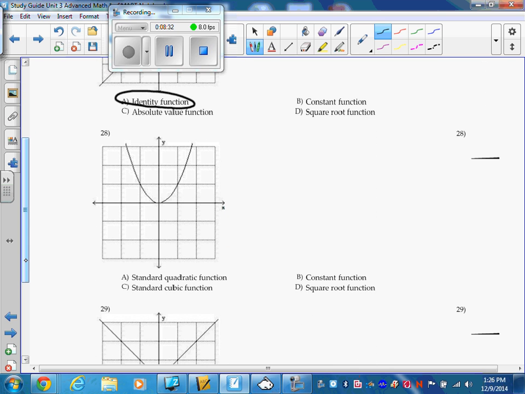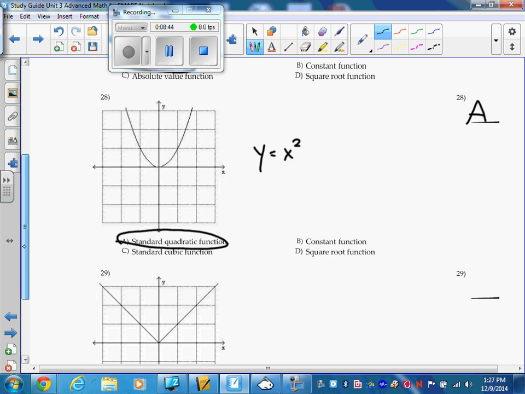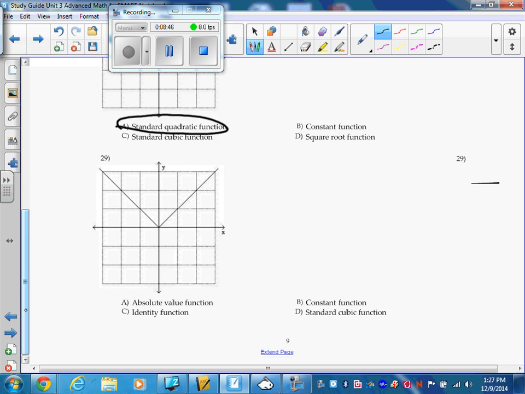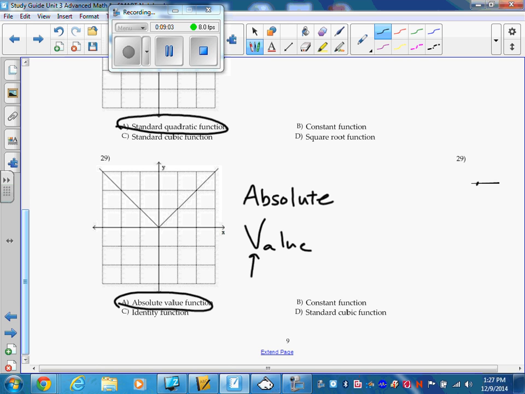Question 28. This is a quadratic function. It is something squared. Y equals x squared. It is the quadratic function. And we'll be using that one a little bit here in a moment as well. 29 is the absolute value function. And if you're having any trouble with that, I use this mnemonic device. Value has a V in it, and that makes a V. So that's how I help myself to remember that that's the absolute value function.